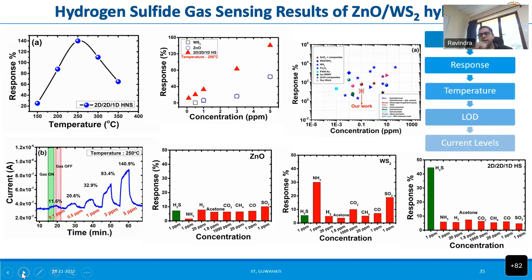Okay, not only in terms of selectivity, apart from that, in other terms also, like in terms of overall response, the limit of detection, temperature, the current levels that we want, it's resistant towards humidity, those things also improve.